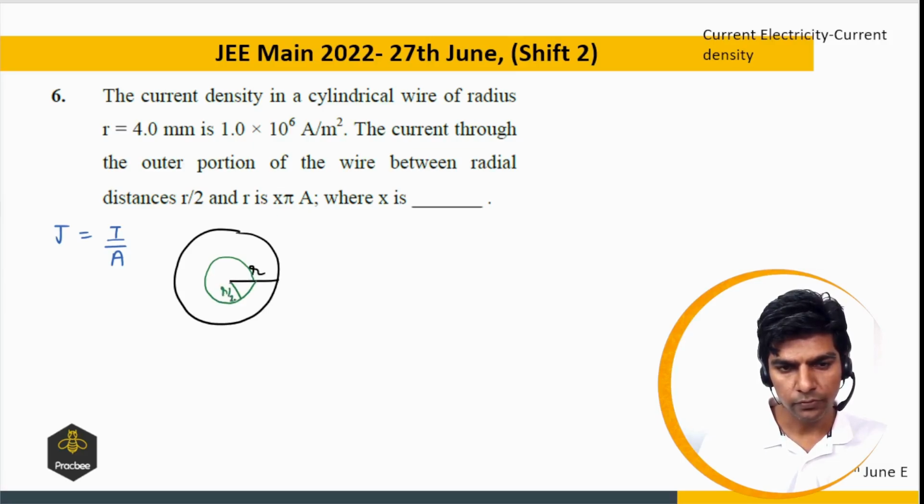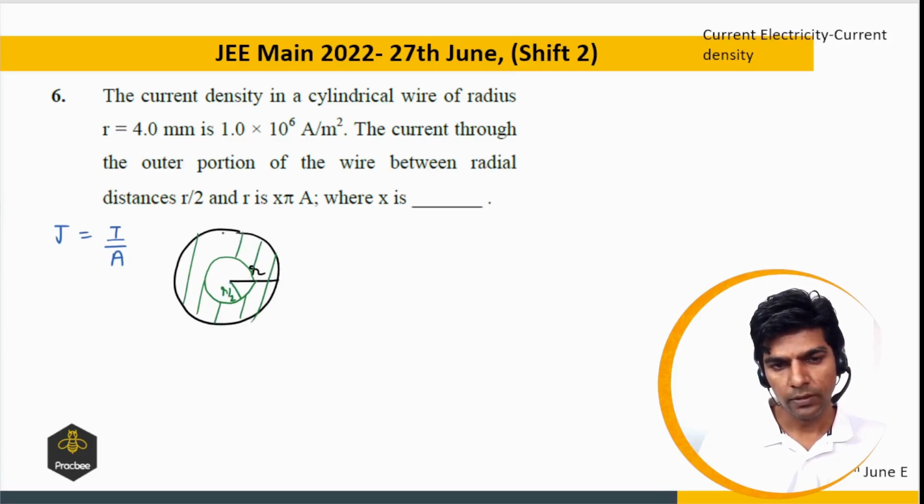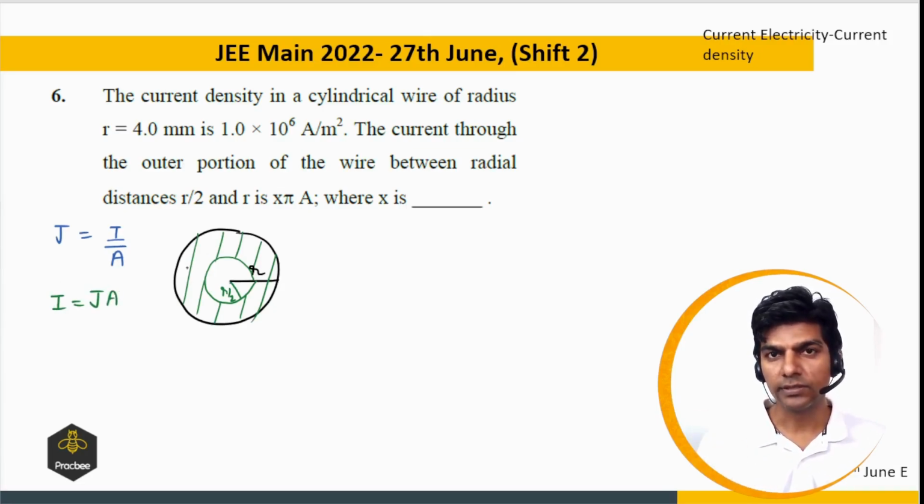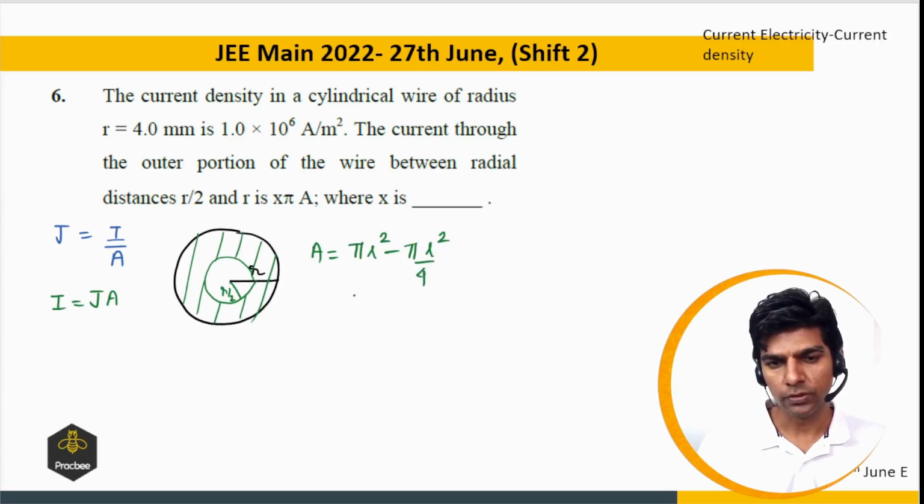So this is r by 2. In this region we have to find the current, and current density is uniform. So to find the current you have to multiply current density with the desired area. In this case we have to consider the area of this shaded region. It is nothing but the area of the big circle minus the area of the small circle. So it will be pi r square minus pi r square by 4, that will be 3 by 4 pi r square.